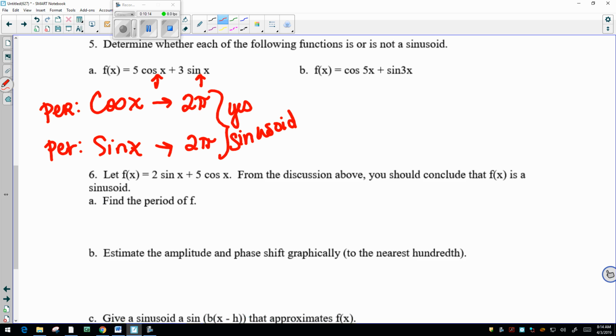Whereas if we look at letter B, the period for this cosine would be 2 pi over 5. And the period for this sine graph would be 2 pi over 3. So they have different periods. If they have different periods, then it's not going to be a sinusoid.